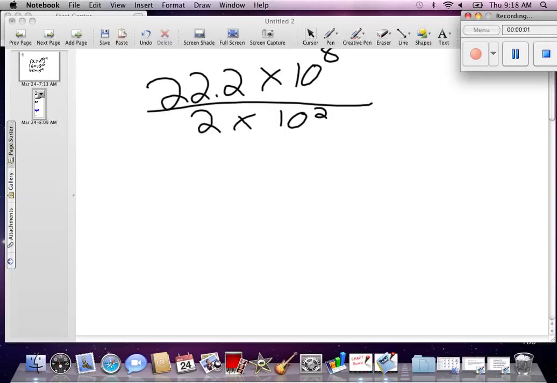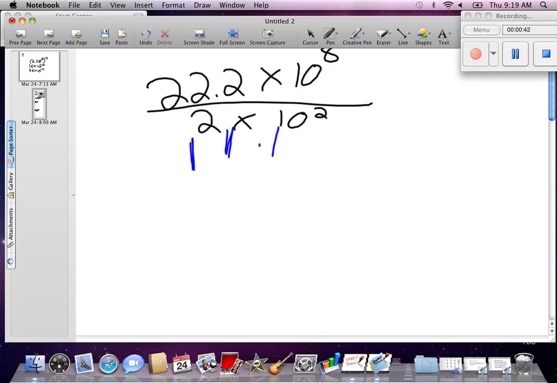Going to do from your review number 2, 8, 9, and 13. All right, so if we're looking at number 2, which is 22.2 times 10 to the 8th divided by 2 times 10 to the 2nd. So the first thing I'm going to do is divide my whole numbers, and I get 11.1. Oh, we have to align.